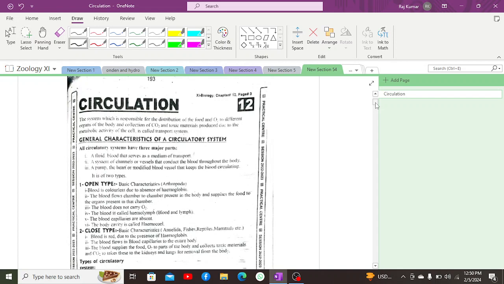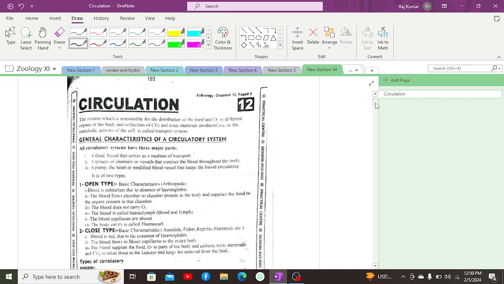What are the general characteristics of a circulatory system? There are three major characteristics. Number one is the medium in which the transport occurs. That medium has to be fluid. In humans, that fluid is in two forms: one is the blood, and the second is the lymph. Blood is a very big part that we are going to discuss here.